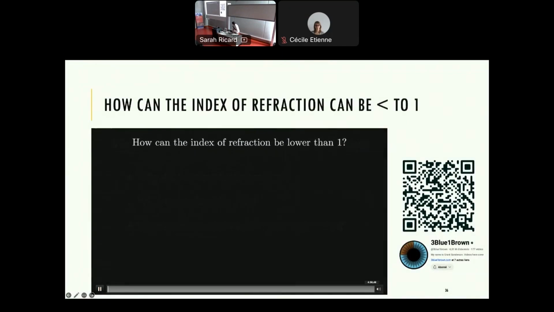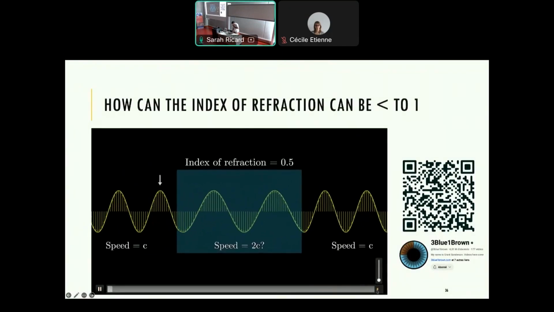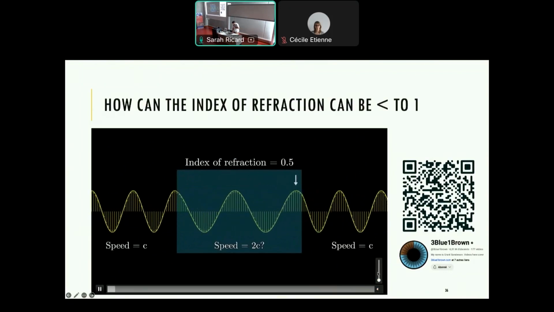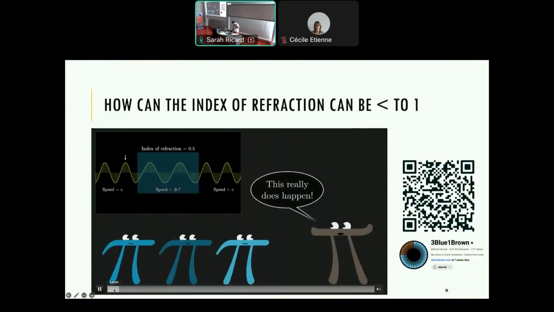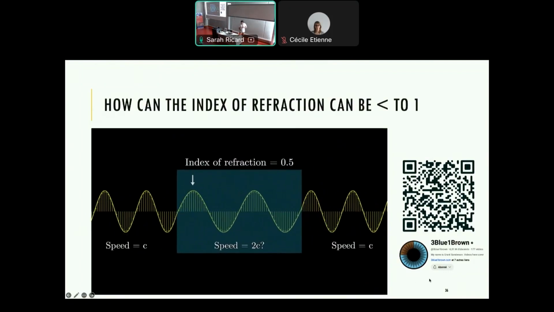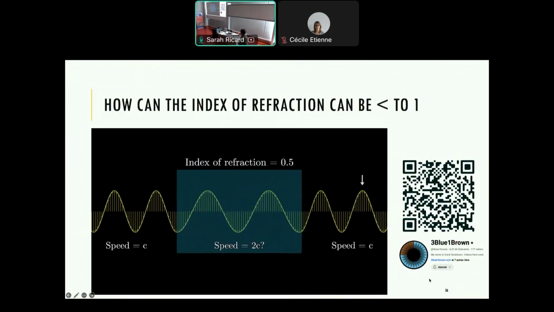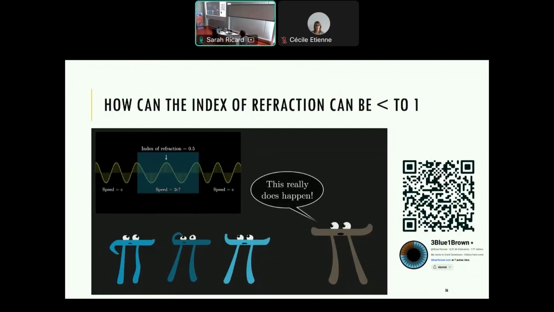The most intriguing question of them all is how the index of refraction can be lower than 1. Faster than the speed of light. What that seems to imply is that the speed of light through a medium would be faster than the speed of light. So this really does happen, and it's not as wild as you might think.